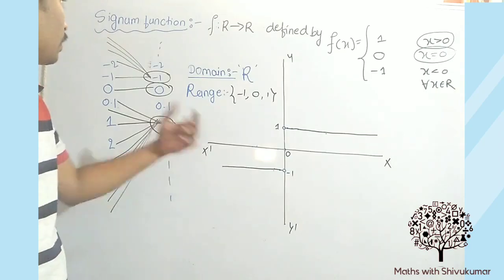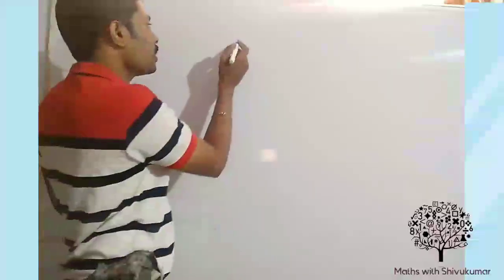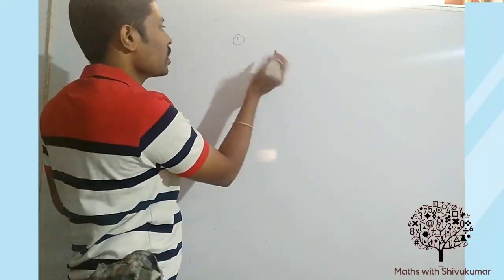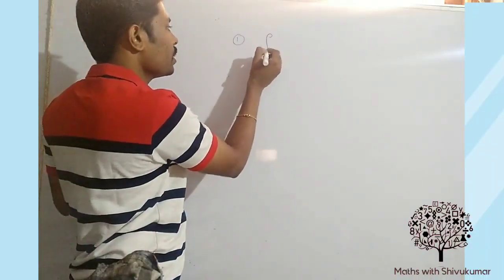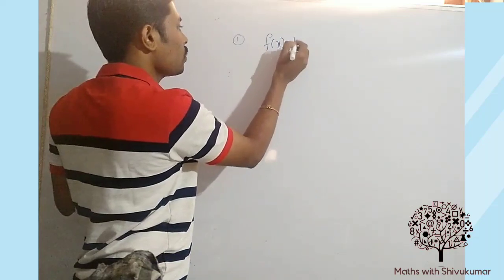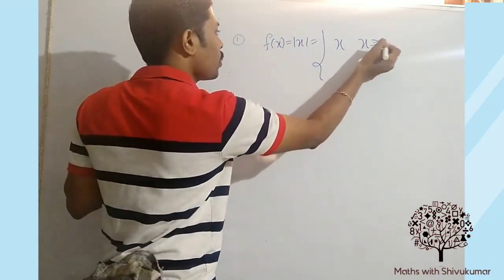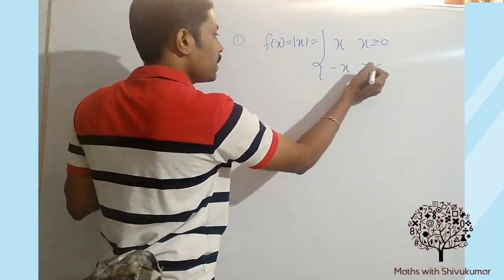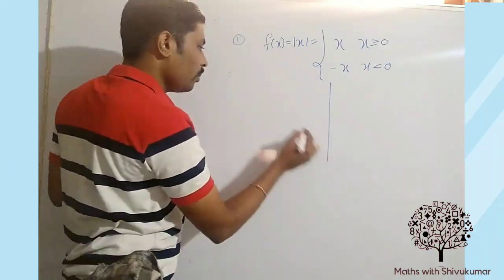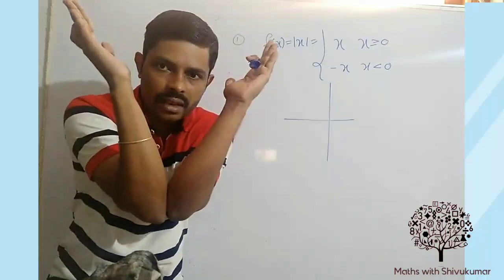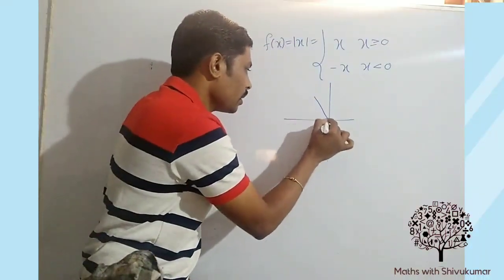So this is about the signum function. After studying these two, how to remember these? So first one, modulus function is there. So modulus function definition is what? f of x is equal to modulus of x is equal to positive x, x is greater than or equal to 0, minus x, x is less than 0. So the graph will be like this. This is the graph.